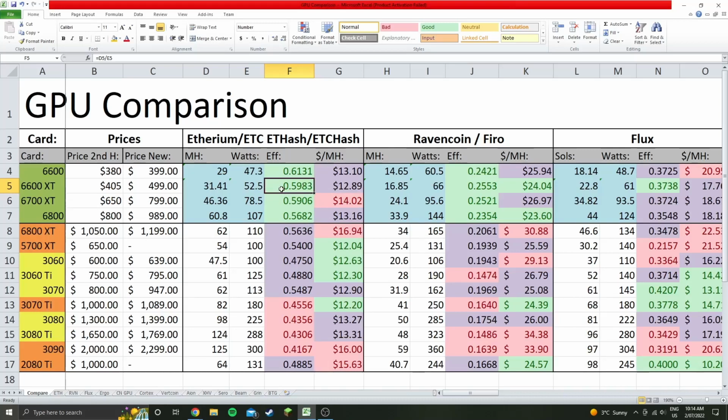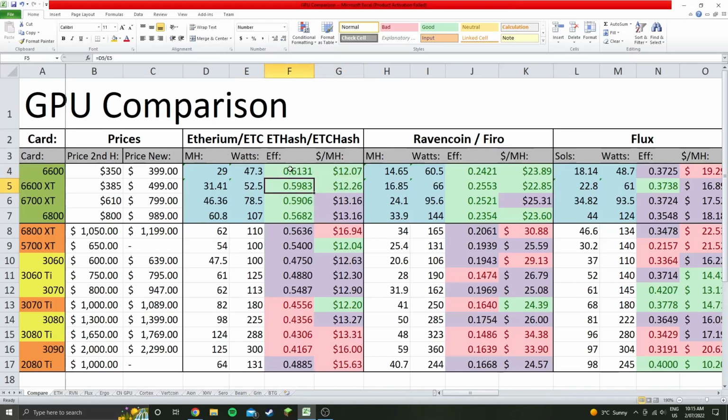So comparing this across the board on ETC, the 6600 XT performs extremely efficiently. It's very, very efficient, and it's even slightly better dollar per megahash than the 6600 at the moment, but that all depends on what price you can get them at. I've actually seen 6600 XTs going for as little as $385. And I've seen some 6600s go for 350, but these are in New Zealand dollars, so you'll have a different price wherever you are. So pretty good dollar per megahash on both of these cards, and extremely good efficiency.